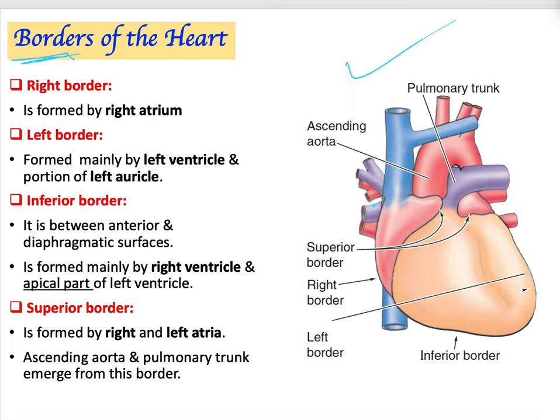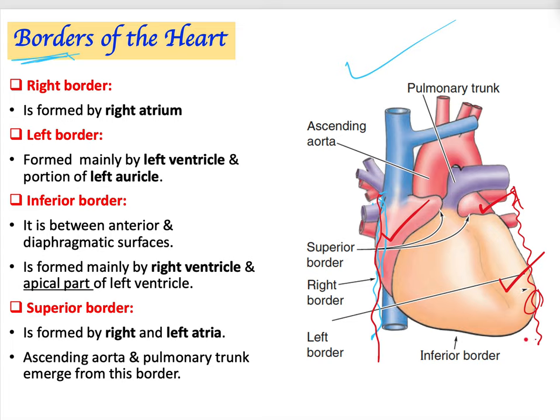So this is the right border. And this is the left, inferior and superior. Simply, the right border, I'll use another pen. Okay. The right border is formed mainly by the right atrium. But the left border is formed mainly by the left ventricle, because this is the apex, right? Plus part of the left atrium.